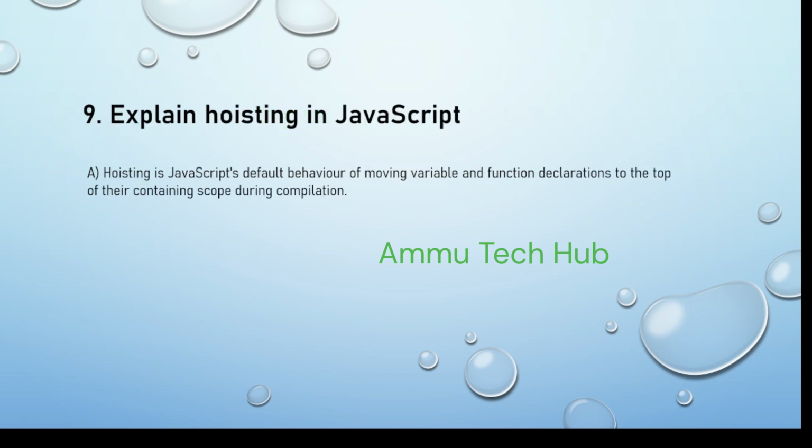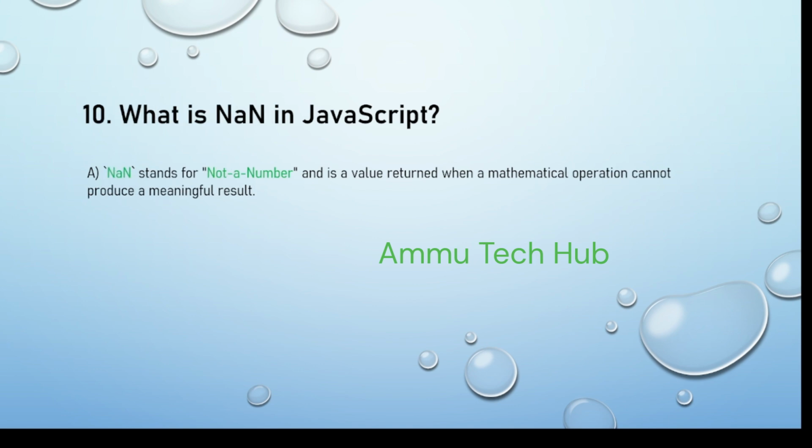Explain hoisting in JavaScript. Hoisting is JavaScript's default behavior of moving variable and function declarations to the top of their containing scope during compilation. What is NaN in JavaScript? NaN stands for not a number and is a value returned when a mathematical operation cannot produce a meaningful result.